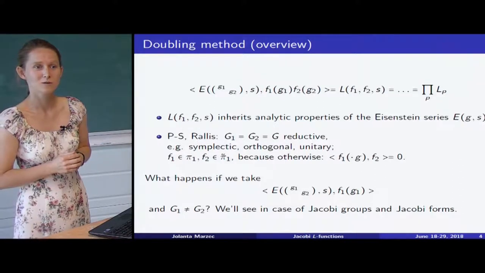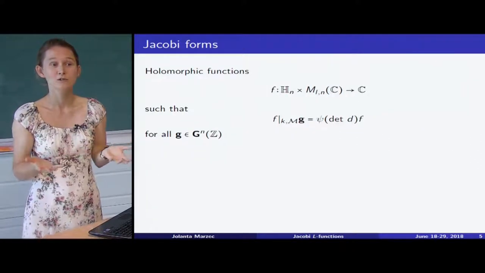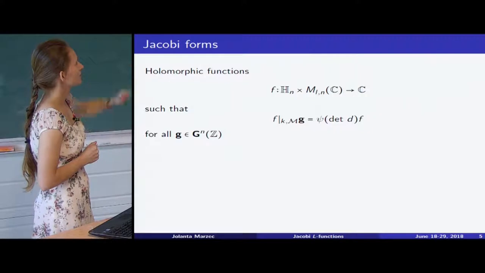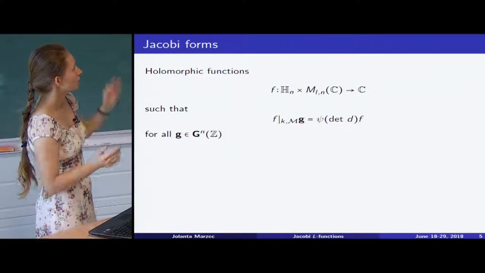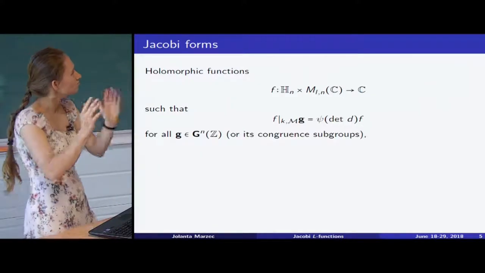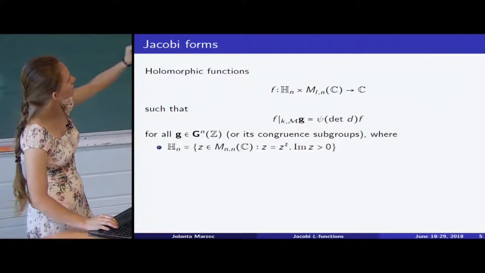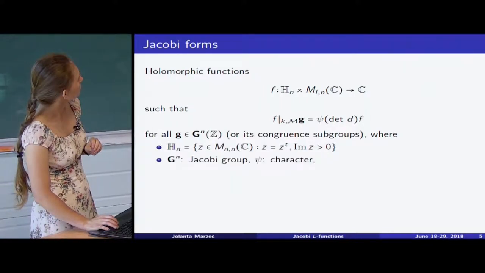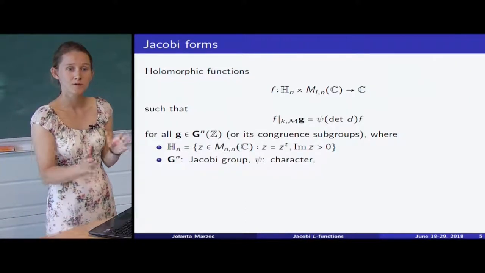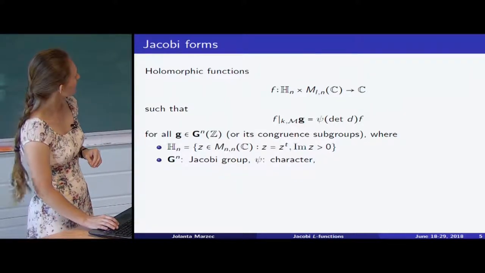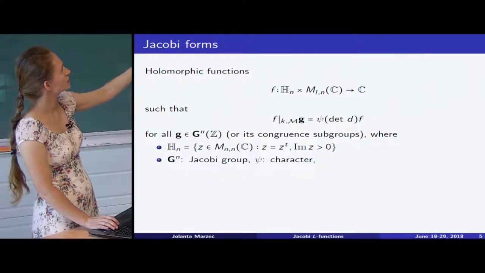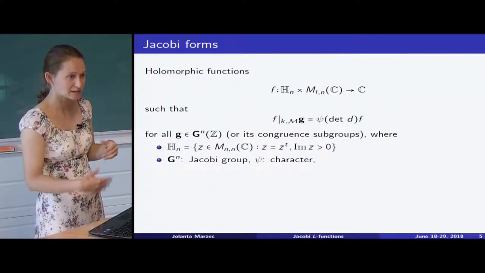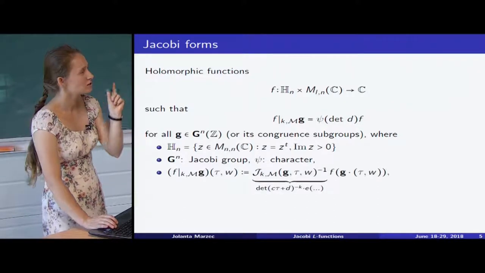But now I should tell you finally what Jacobi forms are. Well, they are very similar to modular forms that you have already seen. They are defined on a slightly extended Siegel upper half plane. They are invariant under the action of the Jacobi group or its congruence subgroups, perhaps up to a certain character. So the H_n you have already seen, this is a Siegel upper half plane. G_n is a Jacobi group, which I'm going to define in a moment. K is a character. And this group G acts on the space of these holomorphic functions in a very similar way, in a sense, as the symplectic group acts on the space of modular forms. The action is just slightly more complicated.